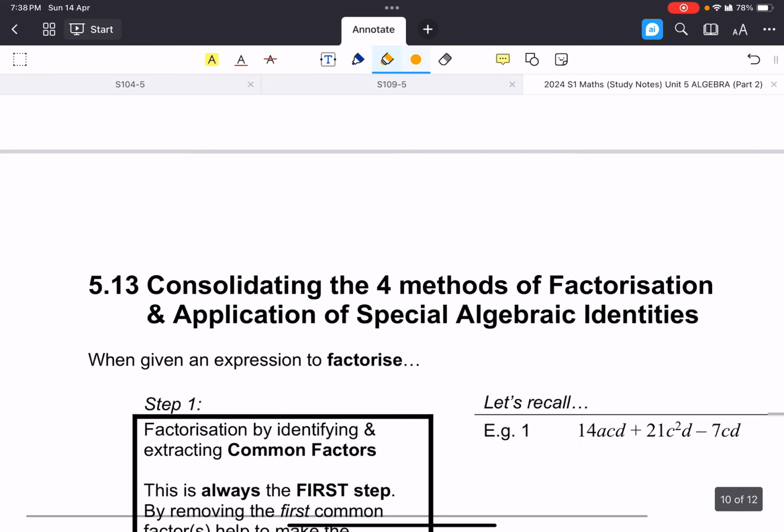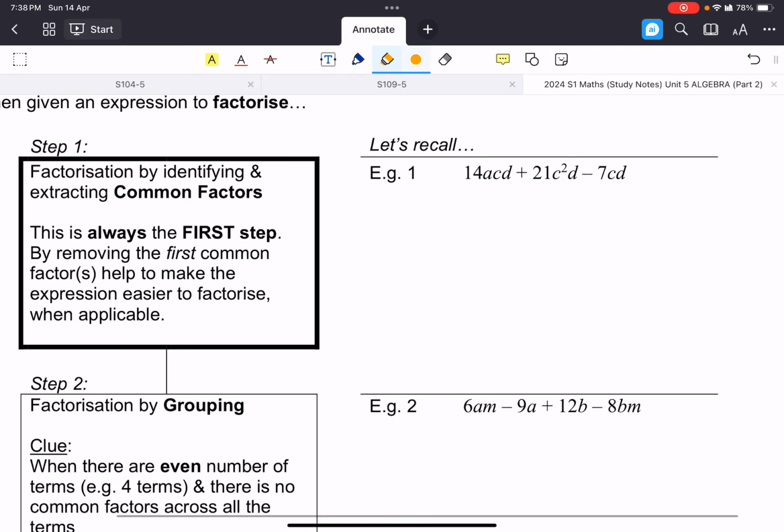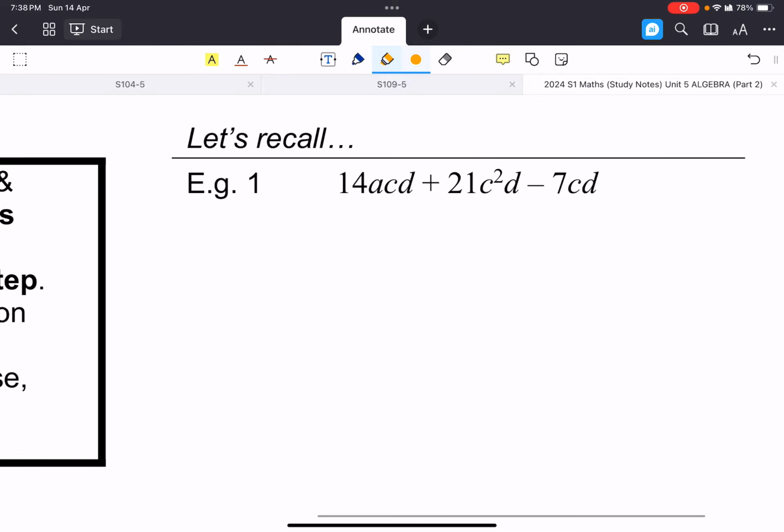So don't worry. So just to consolidate all the 4 methods that we learned, here are some practices where we just use all the different methods. Okay, so let's try just for practice sake. So here, let's try to recall what did we learn. Well, first we learned to extract common factor, right? So I see 14, 21, 7. I can extract out 7.